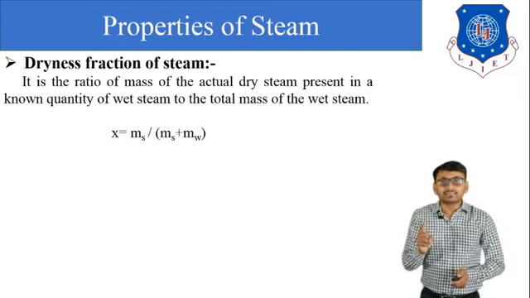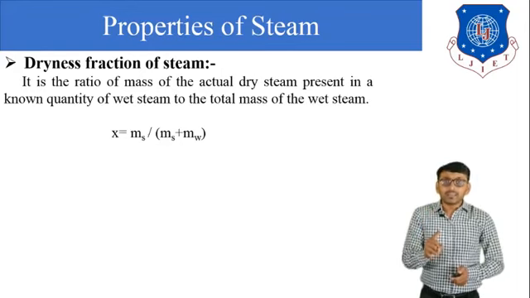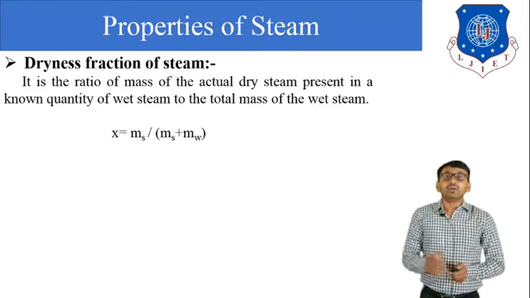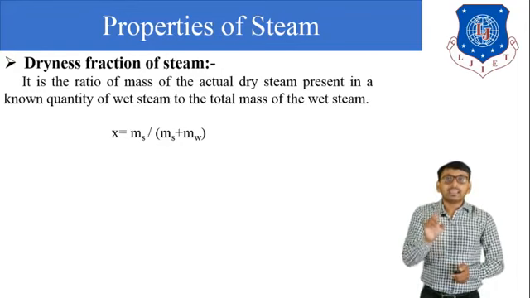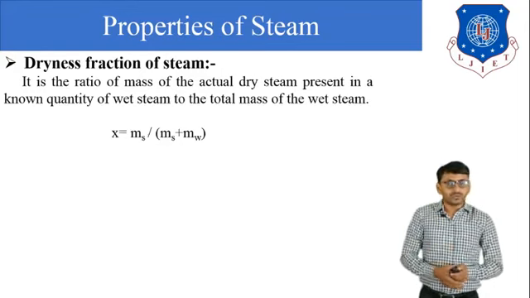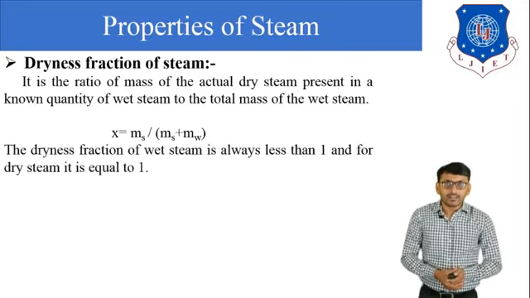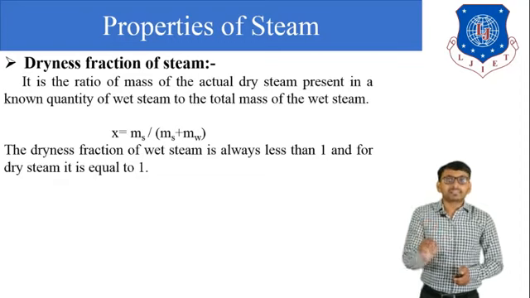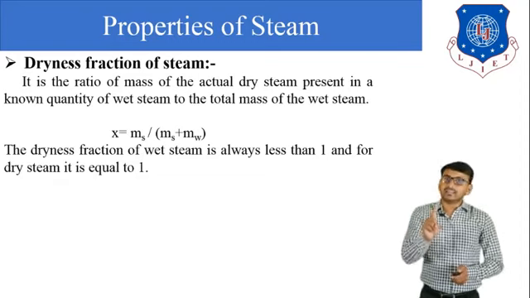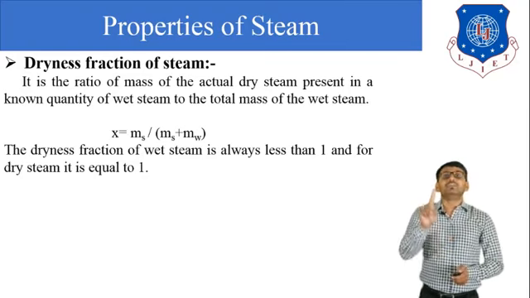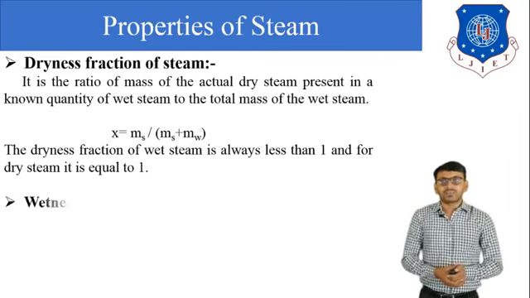What do you mean by Ms? Mass of steam in wet steam. And what do you mean by Mw? Mass of water in wet steam. Okay. And the value of dryness fraction for wet steam is always less than 1, and for dry steam it is equal to 1. Okay.